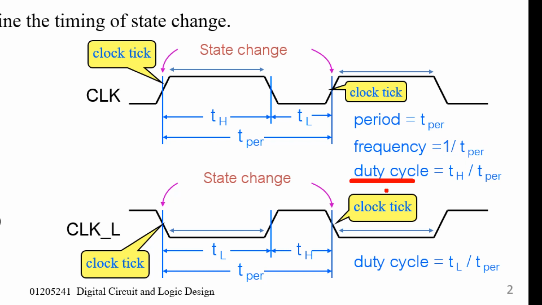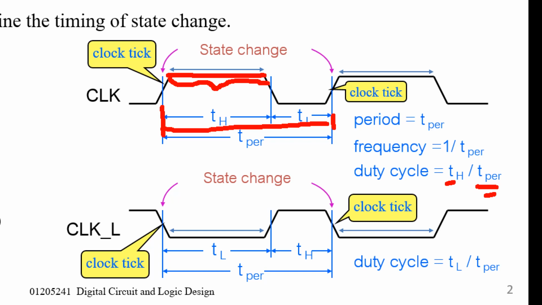And this is duty cycle or duty ratio. Duty cycle is the duration of the active level, which indicates high, compared with 1 period. The ratio between the active level, high, to 1 period is called duty cycle or duty ratio.